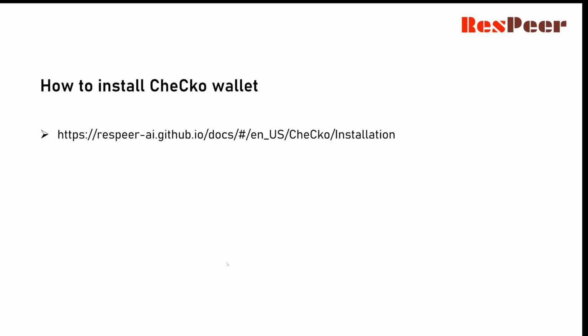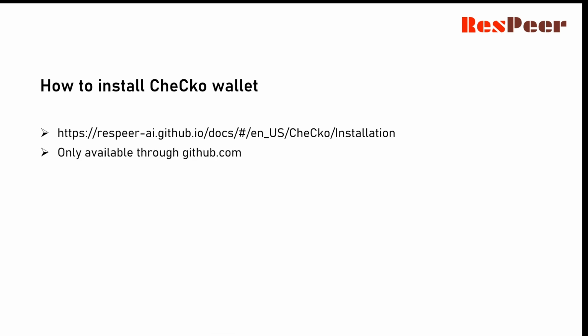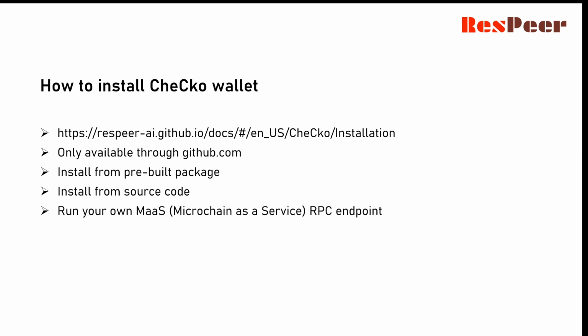You can find it in the installation section of the CheCko documents. In this section, we will explain how to install the CheCko wallet from both a pre-built package and the source repository. A guide for running MAS, representing microchain as a service, is also included for users who would like to set up their own MAS RPC endpoint.